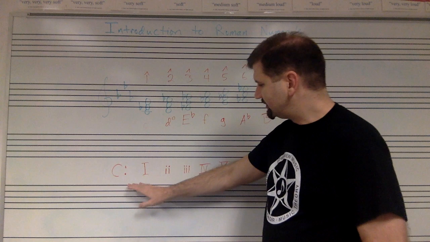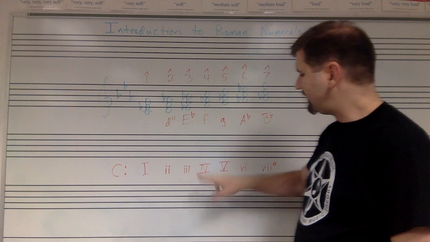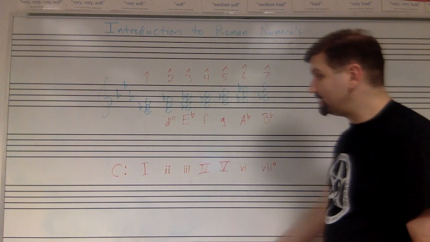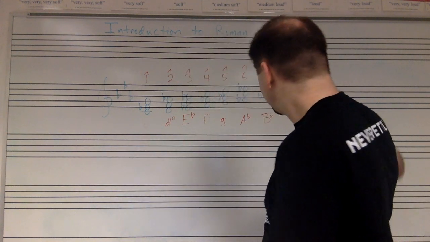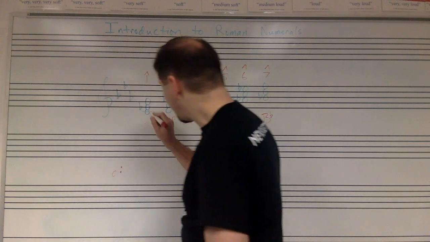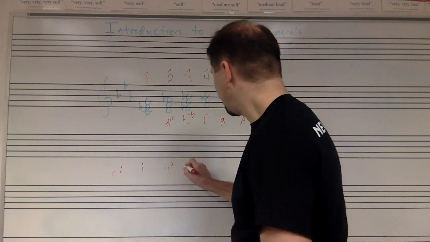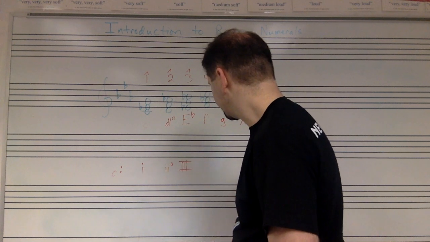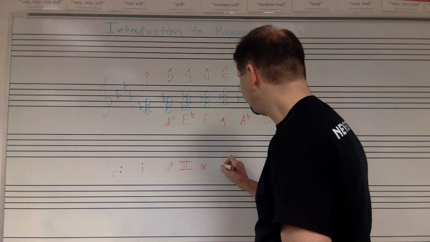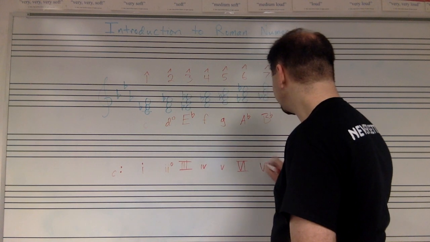So C major had major 1, minor 2, minor 3, major 4, major 5, minor 6, diminished 7. But C minor changes all of that. I've got a minor 1, a diminished 2, a major 3, a minor 4, a minor 5, a major 6, and a major 7.